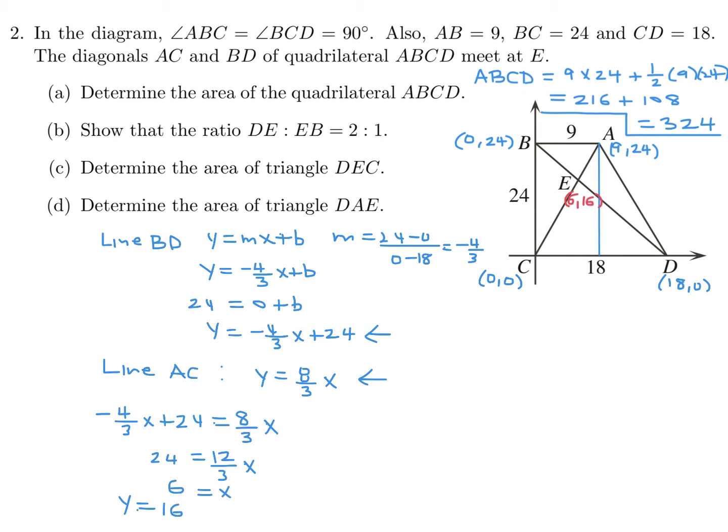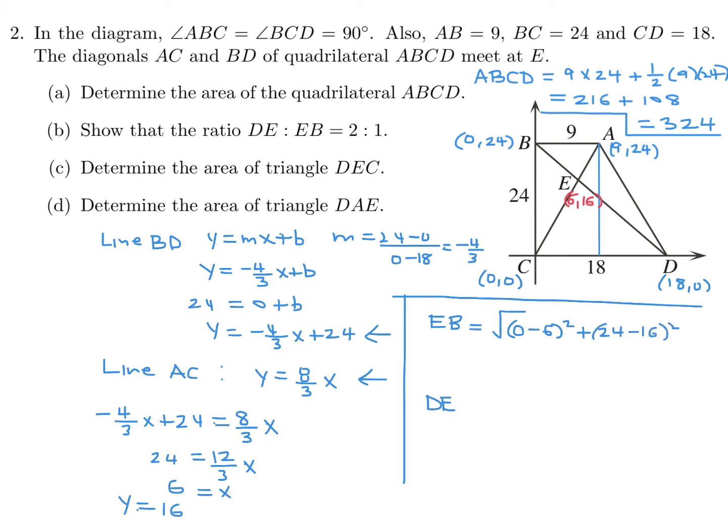Now we have to show the distances, and that can be done pretty easily with the distance formula. We have to show the distance EB, and then we have to show the distance DE, and then that should be in the ratio 2 to 1. Okay. So EB using the distance formula would be 0 minus 6 squared plus 24 minus 16 squared, all under the square root sign. So that's 36 plus 64, and that is equal to 10.